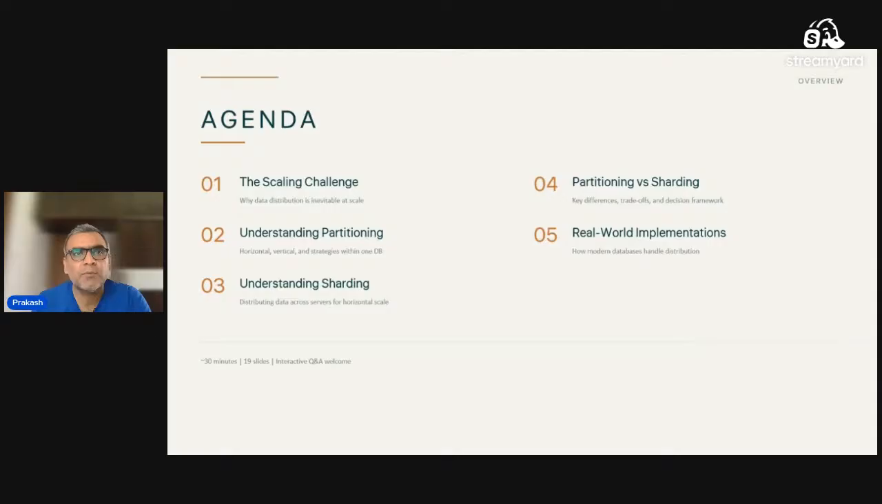First, of course, we'll understand why we need to think about concepts like partitioning and sharding. Then we'll understand more about partitioning, different kinds of partitioning like horizontal, vertical, and things like that. Then we'll deep dive into sharding, why sharding is required in the first place. Then we'll compare these two strategies for where they fit, and of course some real world implementation as well.